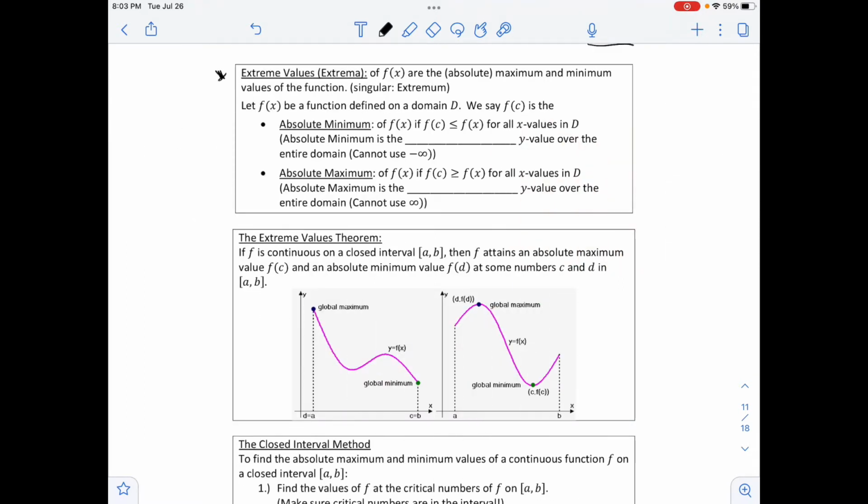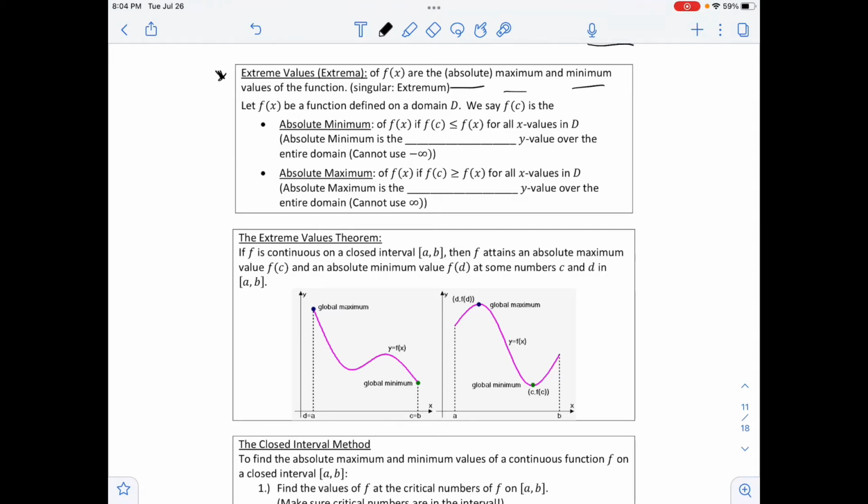The next thing that we have is extreme values or extrema of a function f of x, which are the absolute maximum and minimum values of the function. Singular would be extremum. And so for this, anytime you see the words find the extreme values or find the extrema, it would mean to find the absolute maximum and minimum.